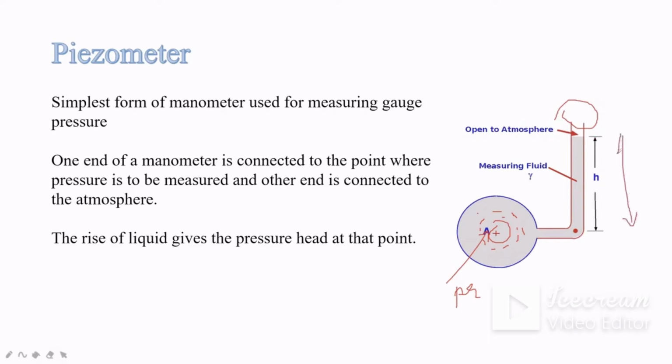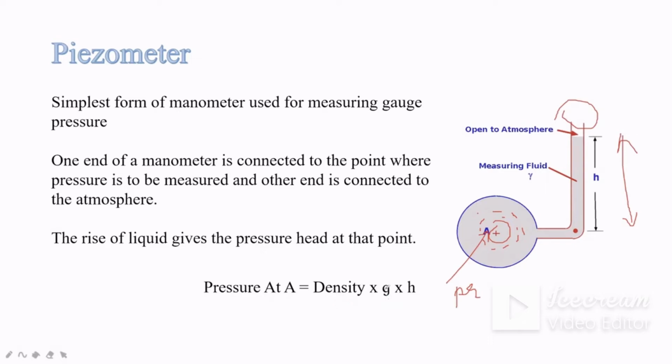When it is connected to the system where the pressure is to be calculated, based upon the height of the liquid, we can calculate the pressure. How? As we all know the formula, we have height, then how can we find the pressure? Pressure is equal to rho into g into h. So same basic formula. So pressure at A is equal to density into gravity into height.